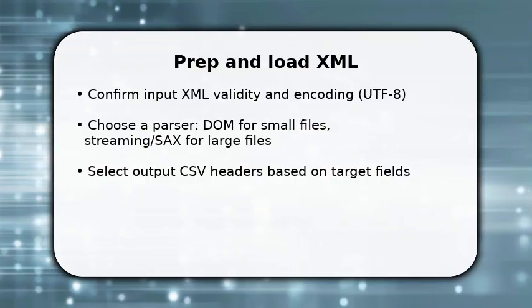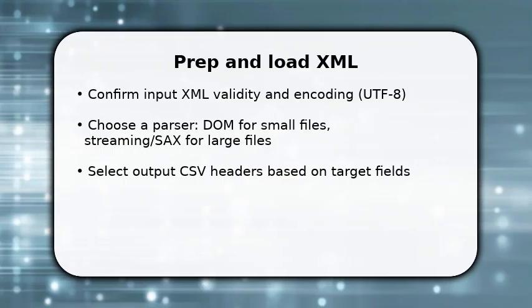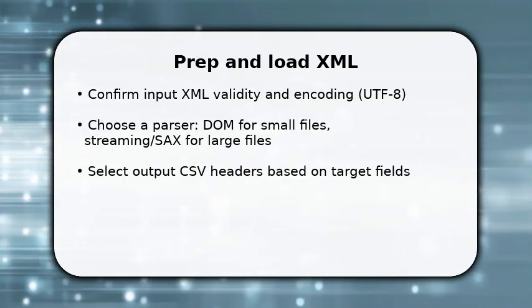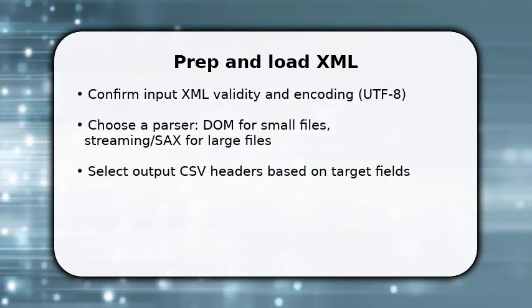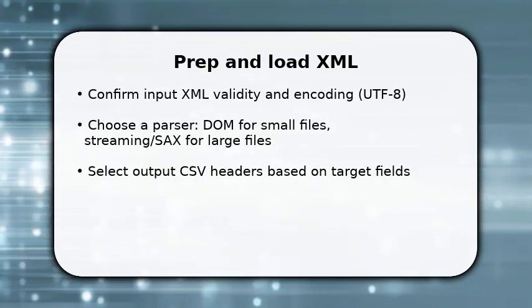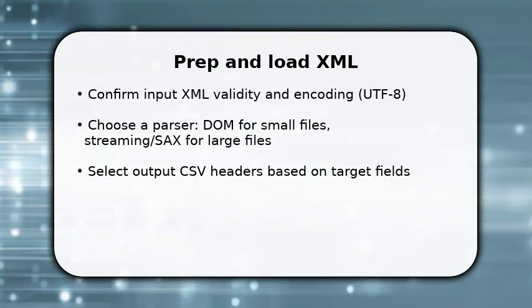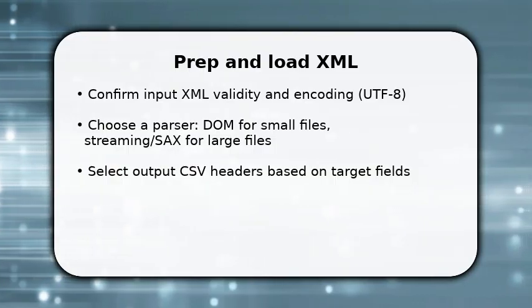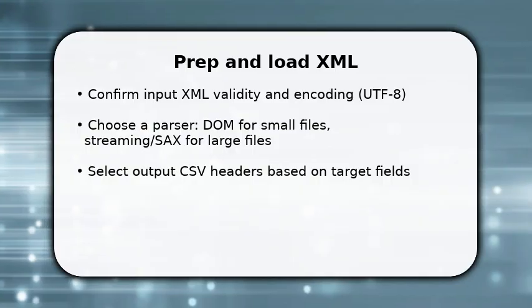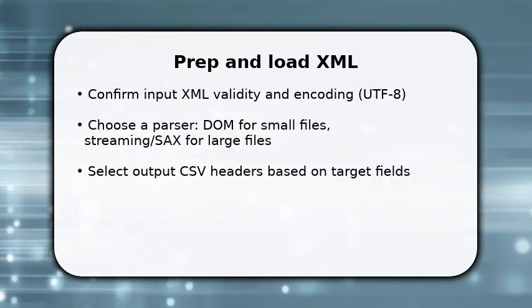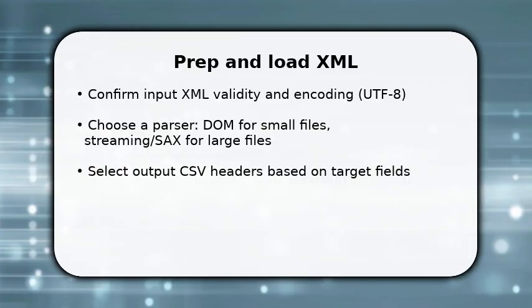You begin by validating the XML and deciding which fields become CSV columns. Open the file with a parser. Use DOM if the file fits memory, or a streaming parser like SAX/StAX for large inputs. Once done, inspect a few sample records to pick consistent element or attribute names for headers.